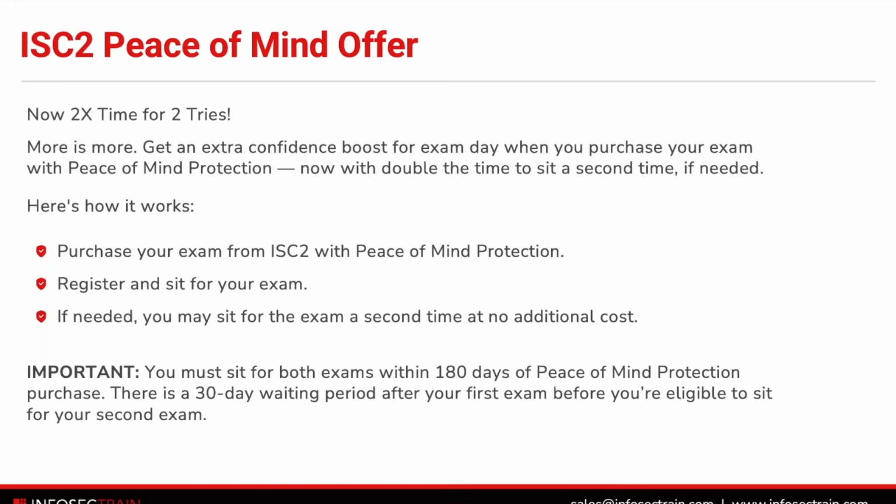Let's say that you gave the examination on August 1st, and unfortunately you are not able to clear. For the second attempt you can either give it after 30 days or after 90 days as well. Both the first attempt and the second attempt must be planned within 180 days. So even if you fail the first time, you have an ample amount of time to prepare and give the second attempt.